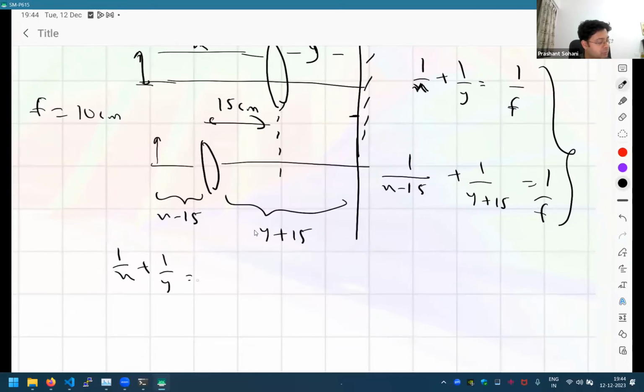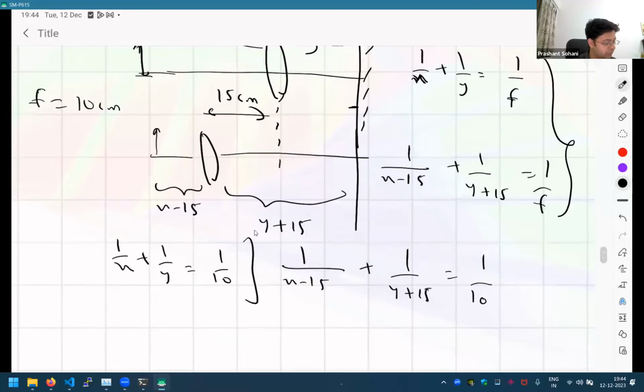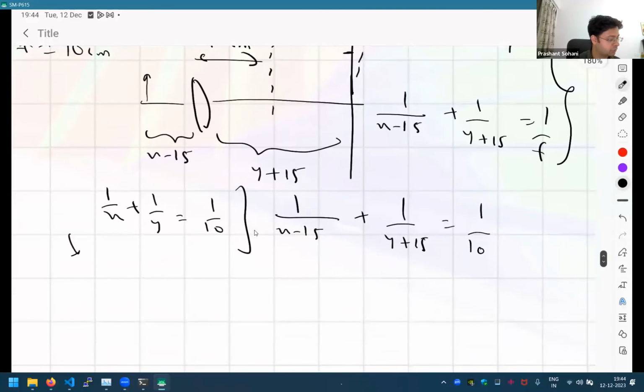So 1 upon x plus 1 upon y is equal to 1 upon 10 is the first equation, and 1 upon x minus 15 plus 1 upon y plus 15 is equal to 1 upon 10 is the second equation. And so just rearranging and substituting, you will get the equation. So what will this give us? 10x plus 10y is equal to xy. And what will this give me? Y plus x.